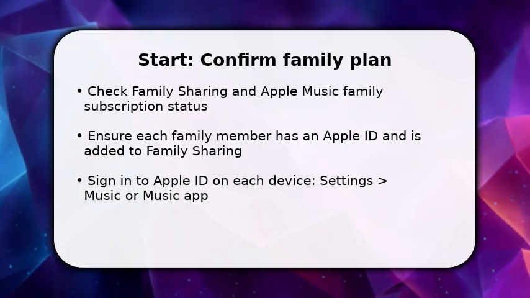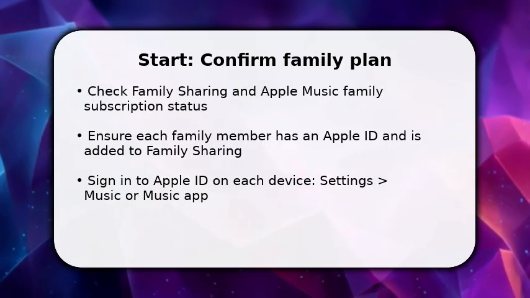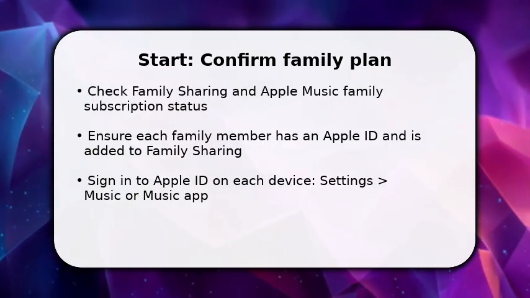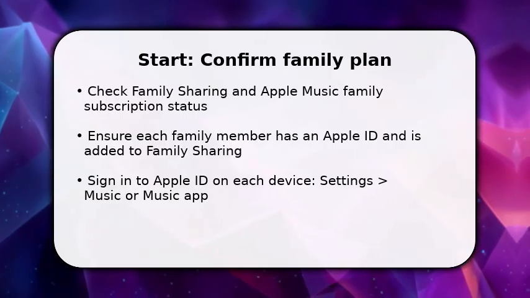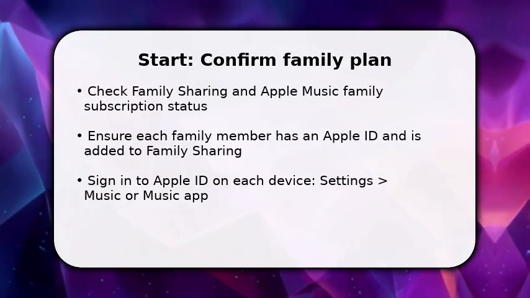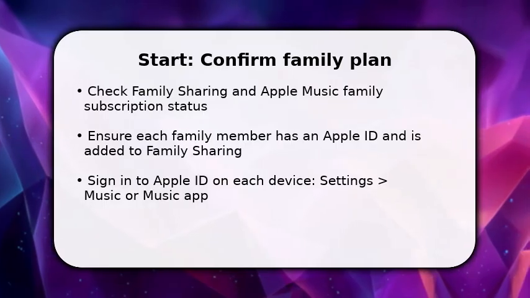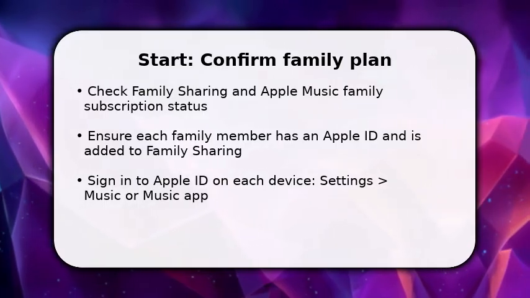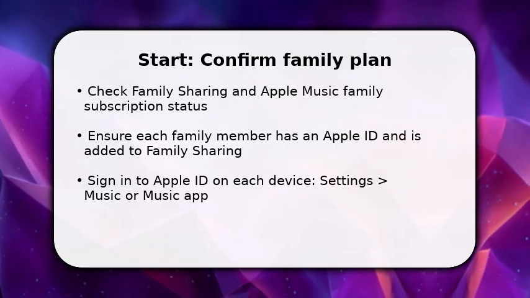You begin by confirming prerequisites fast. Make sure Family Sharing is active and that the Apple Music family plan is purchased. Once done, verify every person has an Apple ID and is invited to the family group. That's how libraries and subscriptions are linked.